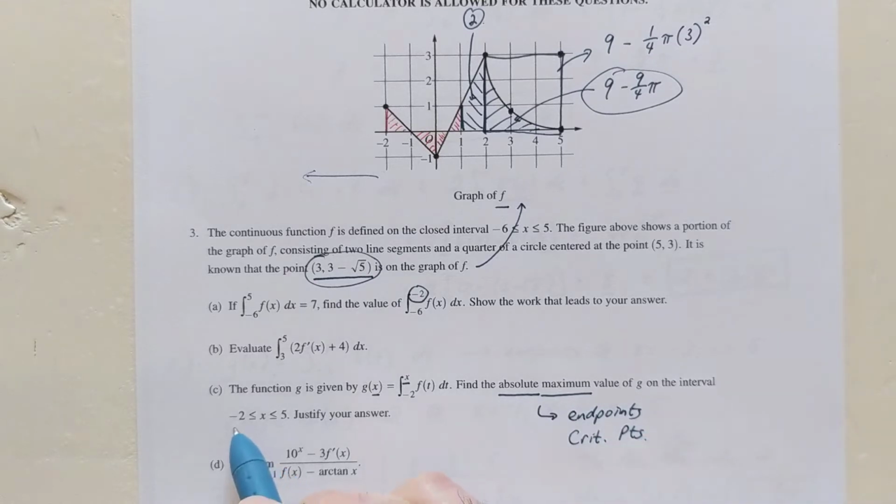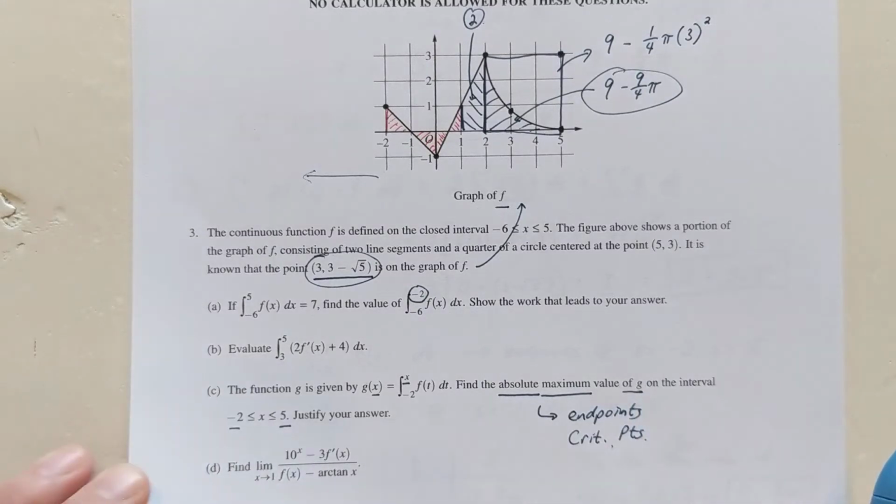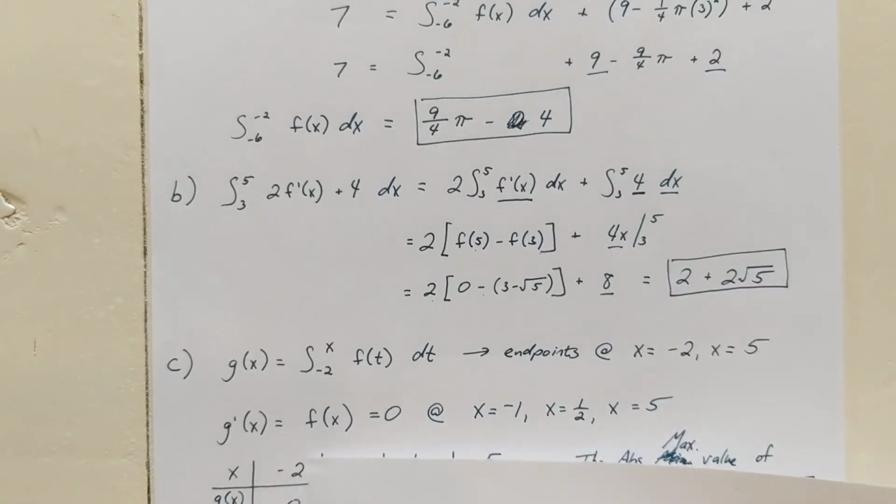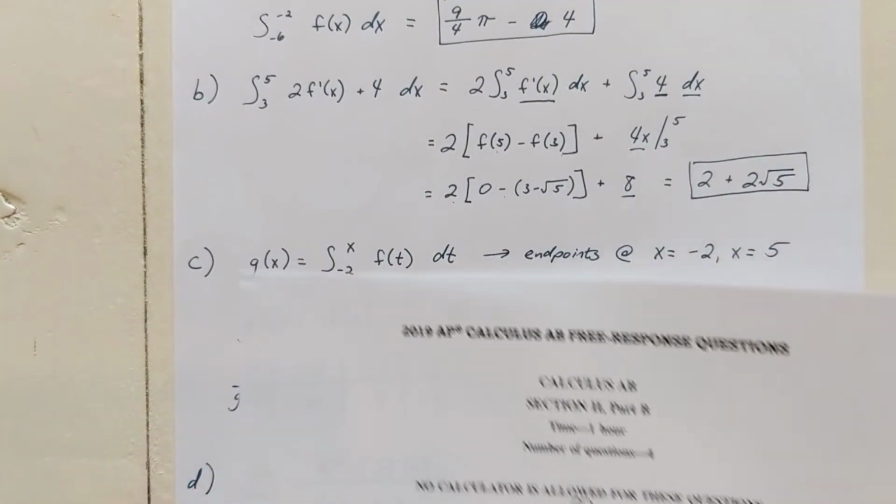Endpoints are easy to spot right here, -2 and 5. And critical points occur anywhere that the derivative of your function is equal to 0 or is undefined. But let's not be vague right here. We're trying to find the absolute maximum value of g. So for critical points, we need the derivative of g, or g prime of x, in order to find those spots. So let's see what we did over here for part C.